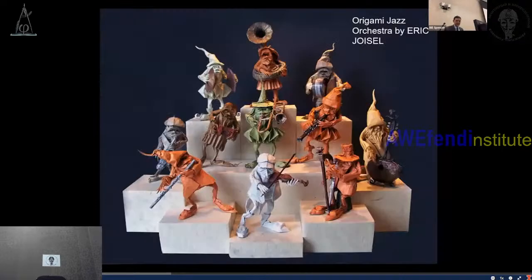I will go back to origami as art. This is one of my favorite pieces of origami. This is the orchestra by Eric Joisel.